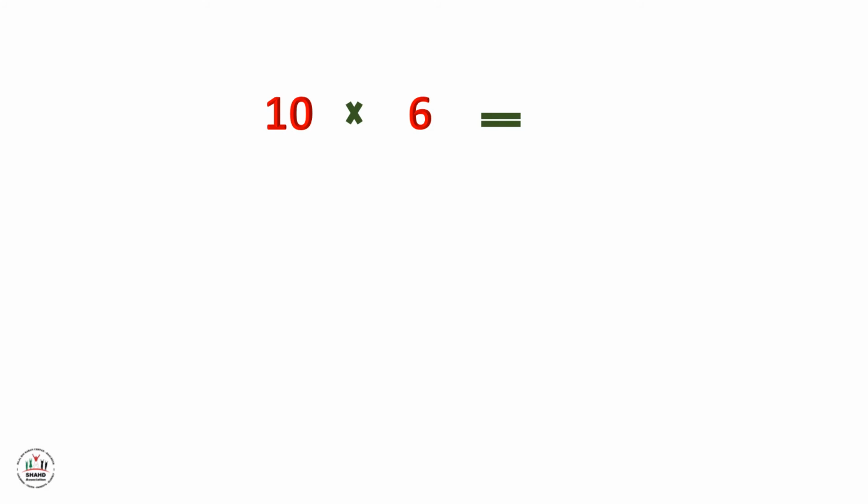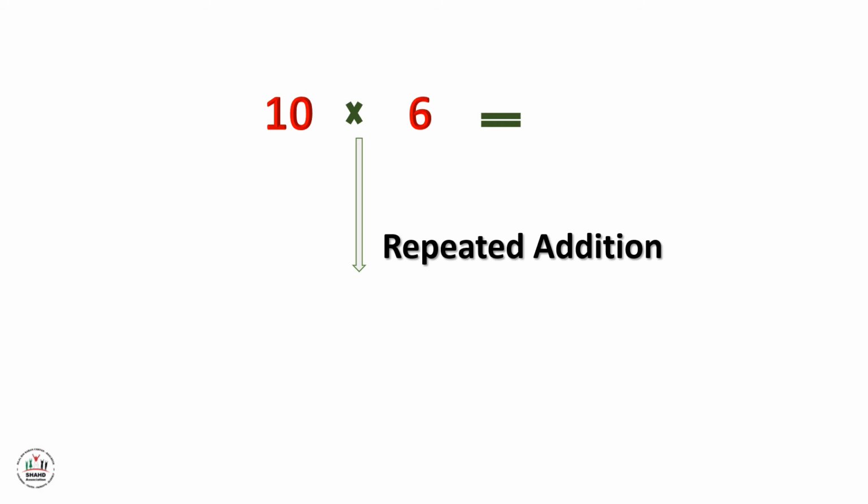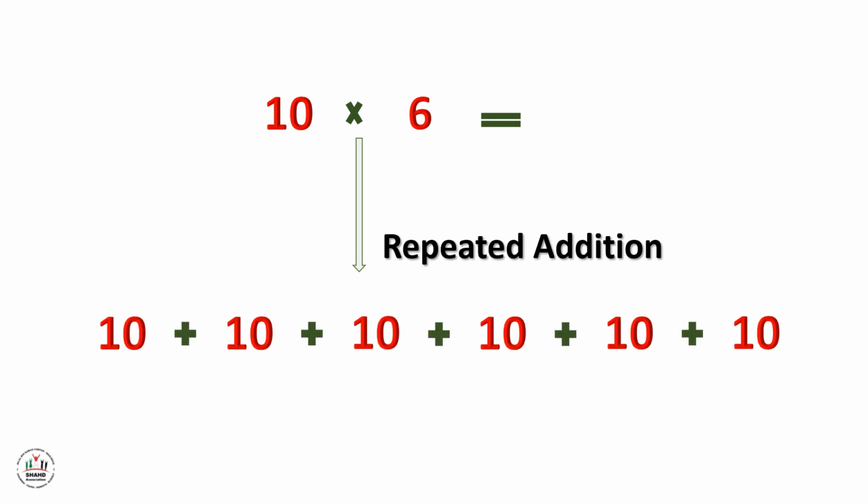Now we need to find the answer of 10 times 6. We write them in repeated addition. I want to know here the product of 10 times 6, so I can write 10 6 times, like this. 10 plus 10 plus 10 plus 10 plus 10 plus 10. So we write 10 six times.